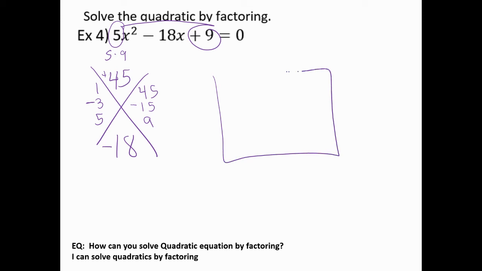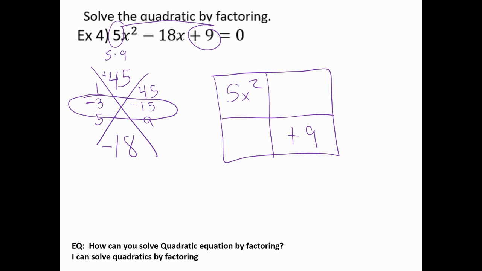Okay, we're going to go ahead and put in our box. Remember, a quadratic term in that first box, the constant in the last box, and then negative 18 is split up to these two factors. So it's going to be negative 3x and negative 15x. All right, and so if I look here or this way, we look to see what we have in common. We have 5 and 3. There's nothing that factors into both of them, so we can only take out an x.